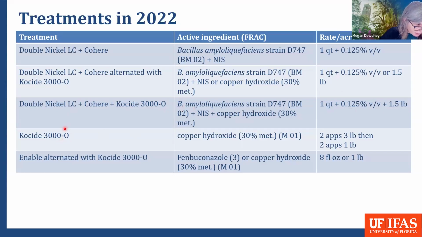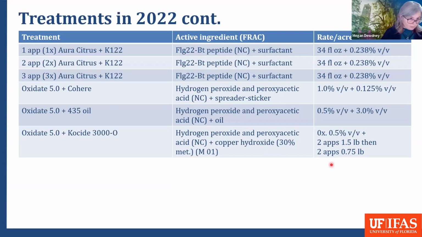We looked at Coside 3000 in the new organic formulation, with 2 applications earlier in the season at 3 pounds, and then a reduced rate at 1 pound for 2 applications. We then also looked at Enable, which is a stalwart of greasy spot programs, alternating that with Coside 3000, and we used that at 8 fluid ounces per acre or 1 pound of copper. We looked at a newer product. They have registered this now for citrus, with their proprietary surfactant K122.